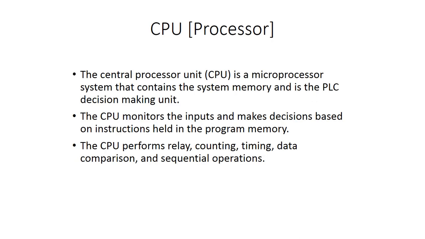The CPU, let's take a look at that. The CPU is the microprocessor that has the memory and does the decision making and processes your ladder logic. As we already went over with the scan, it takes the inputs, looks at the ladder logic you wrote, solves it, and after it solves it, it turns on the outputs. As it's solving it, it looks at all the relay, counting, timing, and comparison operations that you've programmed in there, and that's what the CPU does as it solves the logic and turns on the outputs.